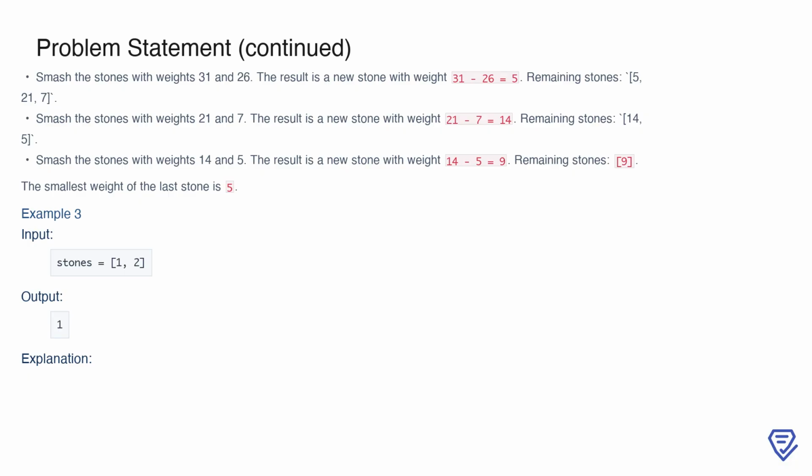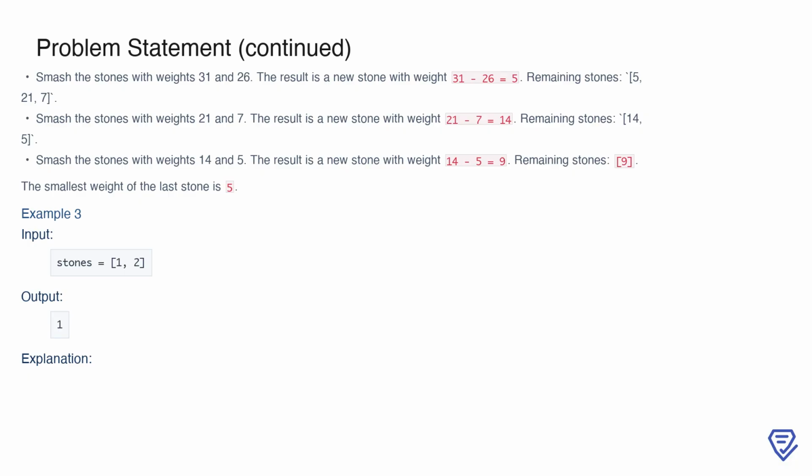The remaining stones are now 5, 21, 7. Then, we smash the stones with weights 21 and 7. The result is a new stone with weight 21 - 7 equals 14. The stones left are 14, 5. Finally, we smash the stones with weights 14 and 5. The smaller stone is destroyed, and the larger one is reduced to 14 - 5 equals 9. This leaves us with one stone of weight 9. Hence, the smallest possible weight of the last stone in this case is 9.